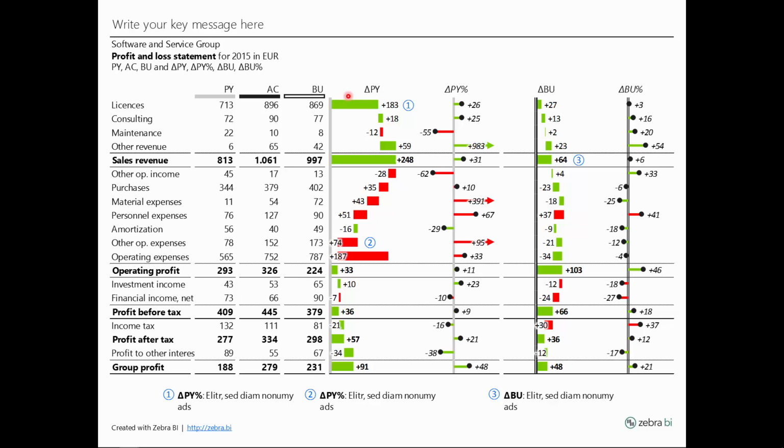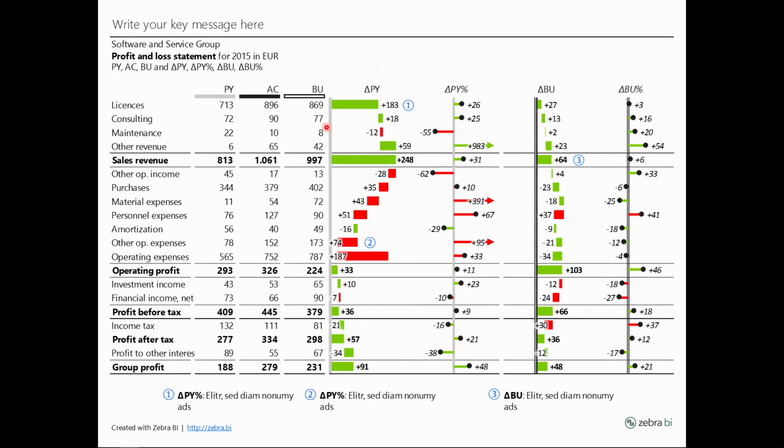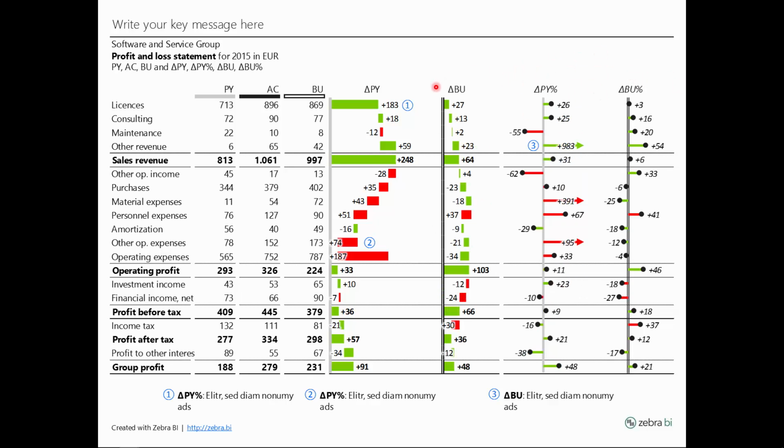Now, some people prefer this order of elements. Instead of having the absolute variance and then the relative variance for previous year, and then the budget variance, first the absolute and then relative, some people prefer this. You can just change the order, so you have the variance to previous year and variance to budget one next to another. So you can easily compare the variances here, and then at the end you have the relative variances, and again you can compare them.